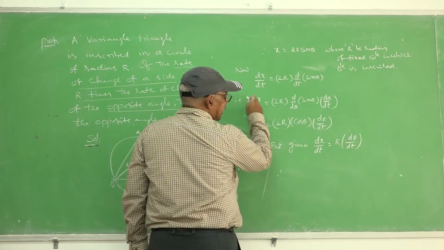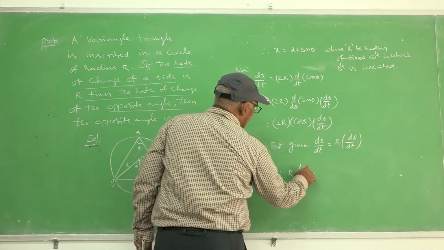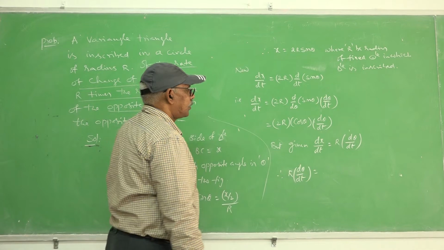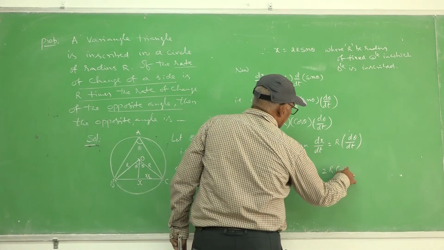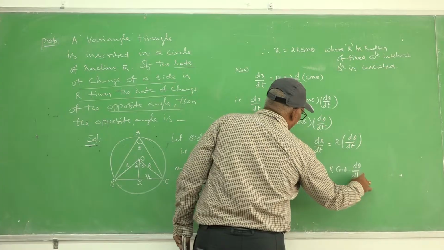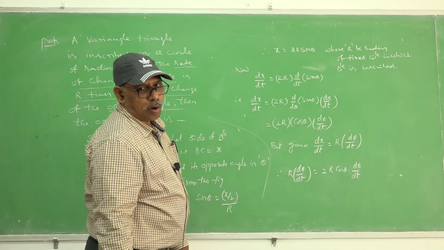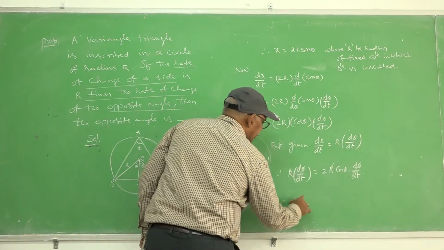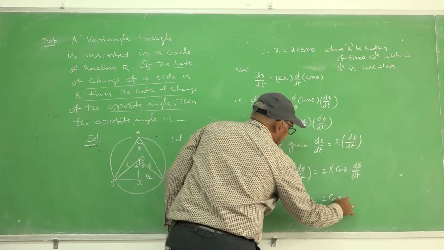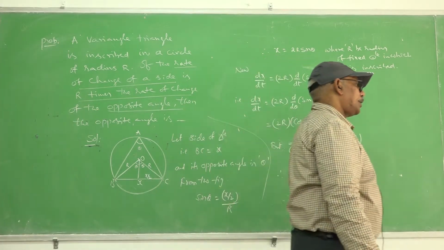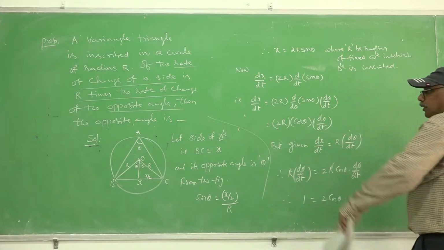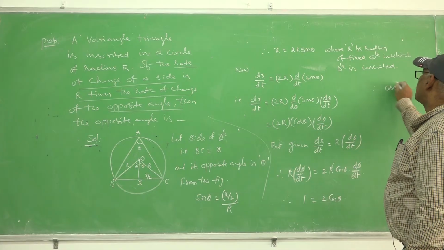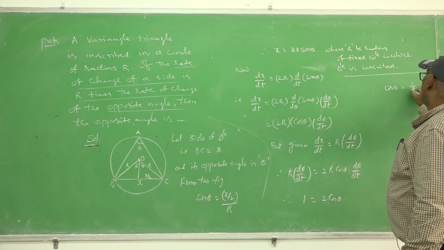So hence you can replace dx by dt with r d theta by dt. Therefore r d theta by dt equal to 2r cos theta d theta by dt. Now you can remove r d theta by dt on both sides. On cancellation we get 1 on the left hand side, so 1 equal to 2 cos theta. Therefore cos theta takes the value 1 by 2.